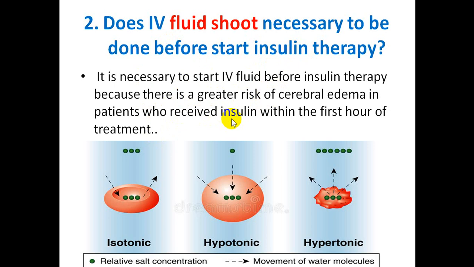Why? Because when you give insulin, it lowers the blood glucose level, so there is a change in osmolality. In this case, brain cells have adapted to a certain level of osmolality, so there will be shifting of water inside the brain cells, and we get brain cell edema.